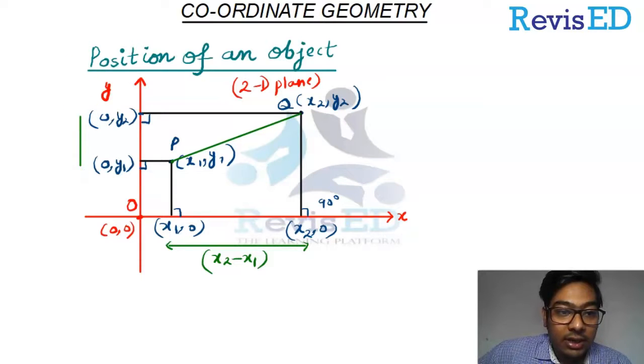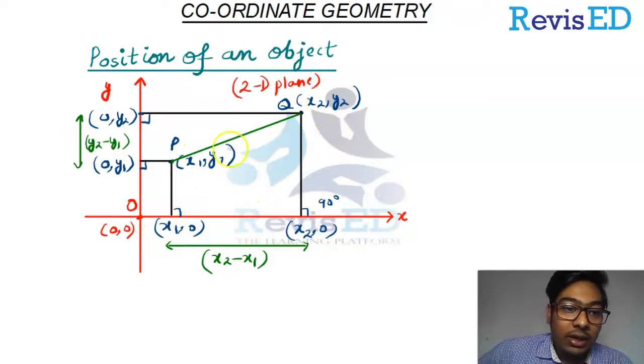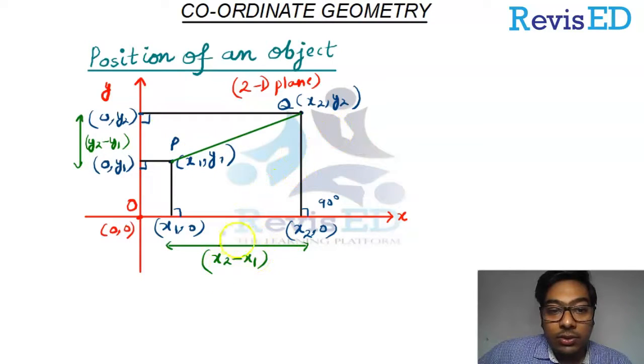So let us write it as the difference, that is y2 minus y1. Because when we are moving from point P to point Q, the y coordinate is changing. So what is the difference of change? This is y2 minus y1. So this is the difference.